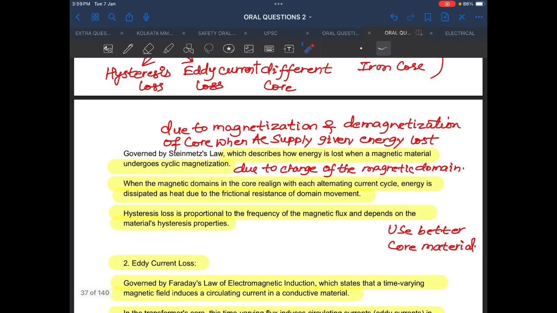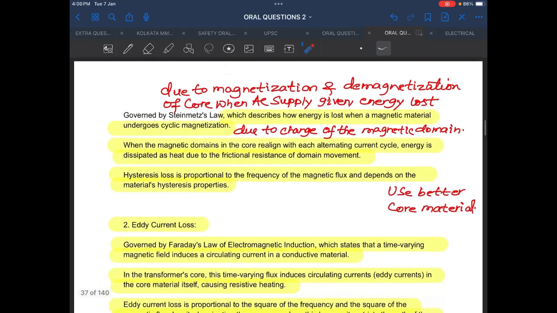And hysteresis loss, why does it occur? Due to the magnetization and demagnetization of the core when an AC supply is given to a transformer. Let's suppose your transformer is connected with the AC supply. When we connect the AC supply, due to the positive and negative cycle of AC, there is always magnetization and demagnetization, because a magnetic field is created. The magnetic domains always change position for the positive and negative half, and due to this, magnetization and demagnetization of the core occur. That's why this loss occurs, and it is called hysteresis loss.